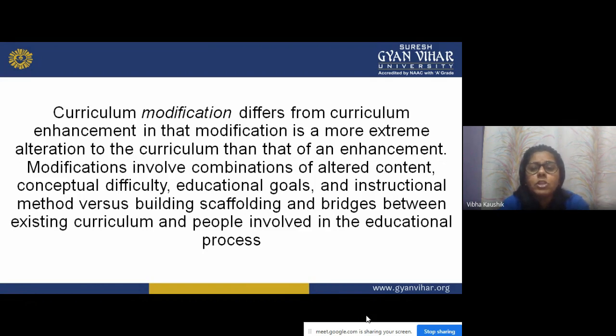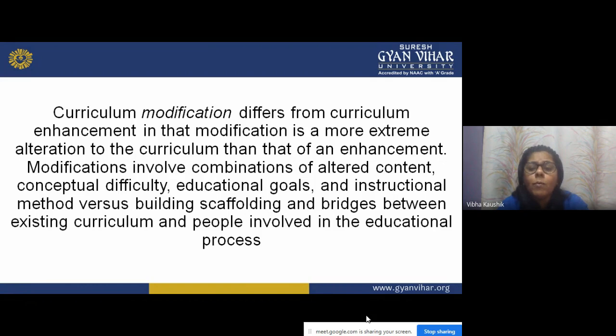In that, modification is a more extreme alteration to the curriculum. When we are talking about modification, we are talking about the most extreme case, where there is a full alteration to the curriculum, rather than an enhancement. But when we are talking about an enhancement, it's not an extreme alteration in the curriculum. Enhancement means we are improving that curriculum, and modification means we are changing the curriculum.